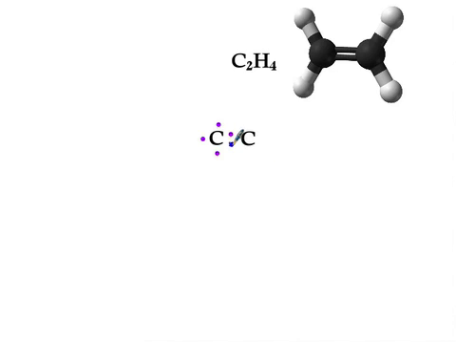So we see how these are bonded. 1, 2, 3, 4. And then we're going to bring in the hydrogen. Each hydrogen wants 1 electron. So we'll bring those in.